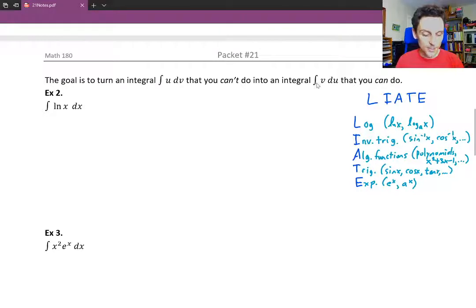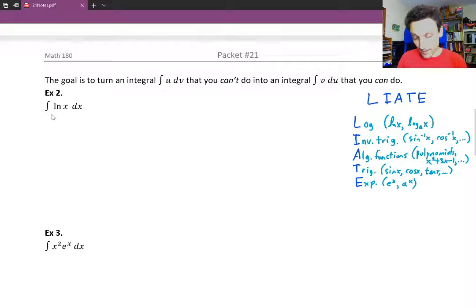The new integral will be the integral of v du. You want your du to be simpler, or at least to be able to interact with v and simplify. So this is, again, a mnemonic for helping you determine a good choice of u if you're looking at an integral and you're thinking about using integration by parts. Let's apply that to example 2.